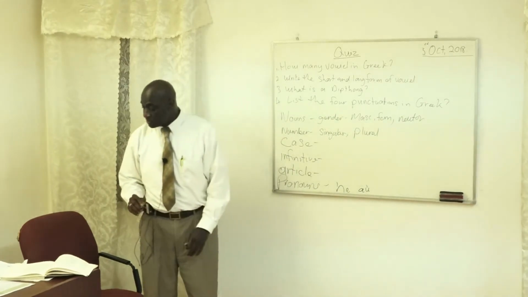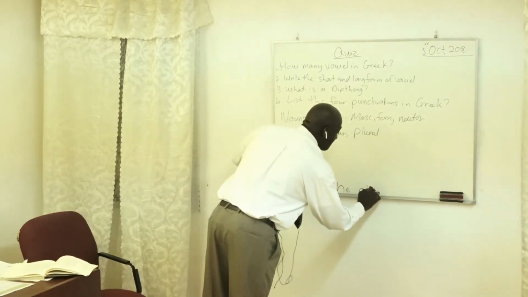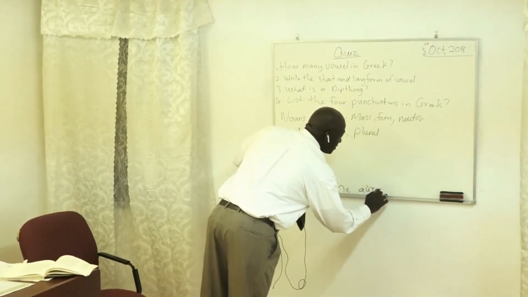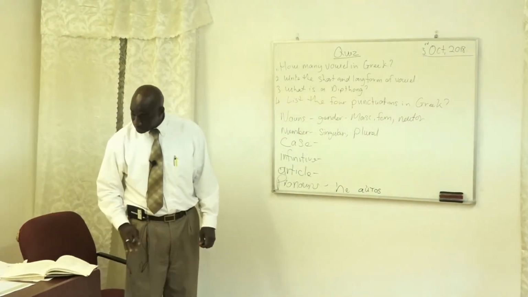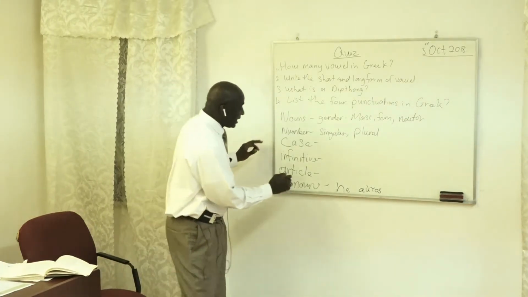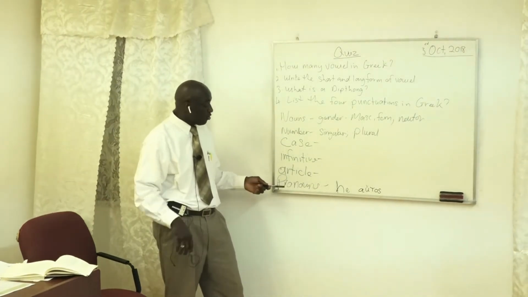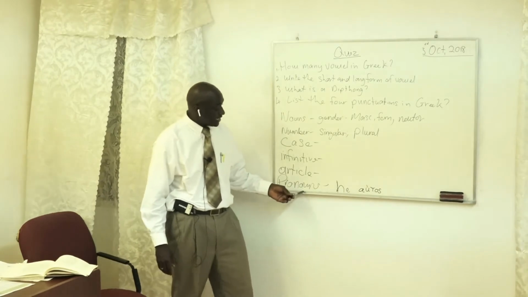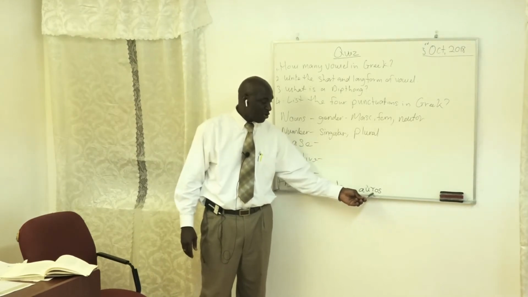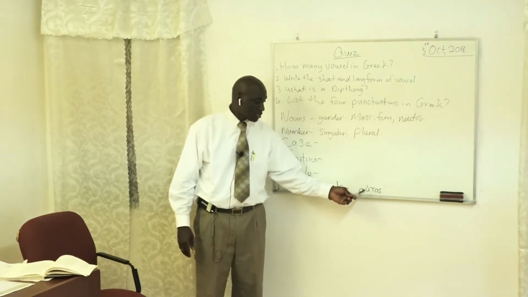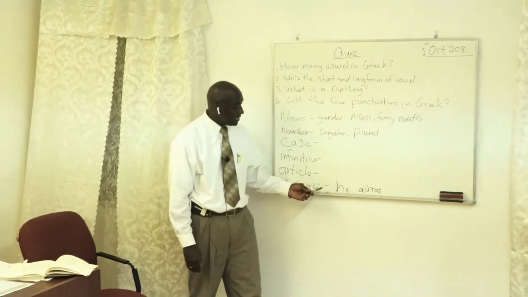alpha, upsilon, tau, omicron, sigma. So, in English, when we see the pronoun he, she, it, okay? So, this is, in English, the pronoun is he. In Greek, everybody repeat after me, autos. Autos. So, that means what? He. Okay? That means he.